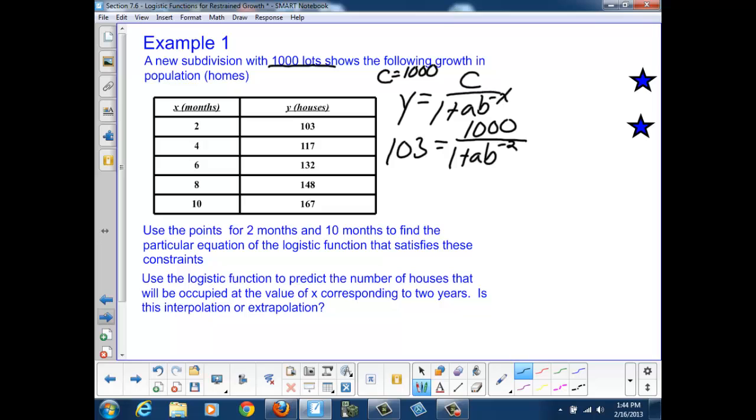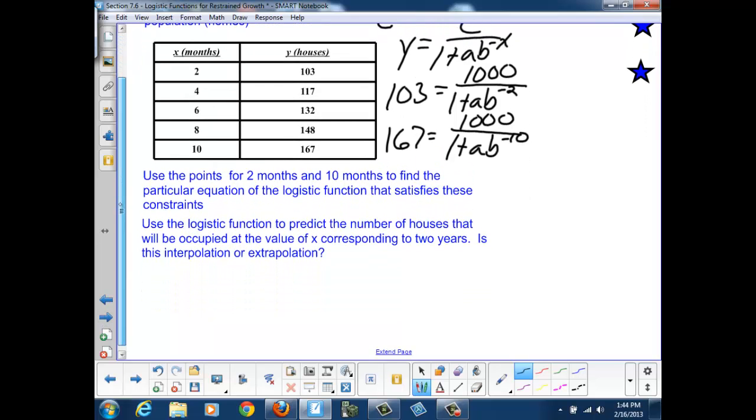Now, our second equation is the data point for 10 months. So 167 houses were sold after 10 months. So that's 1,000 over 1 plus ab to the negative 10th. Now, we need to use these 2 equations with 2 unknowns and solve. So we're going to have to use our techniques, either elimination or substitution. Elimination, well, let's see where these 2 equations lead us.